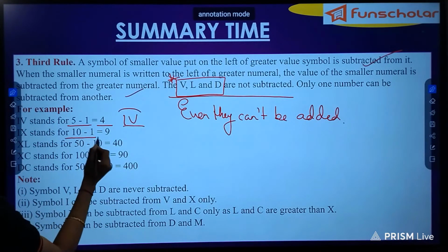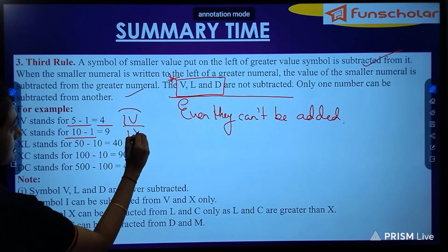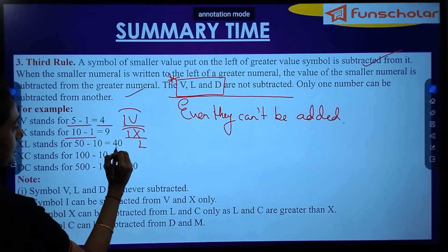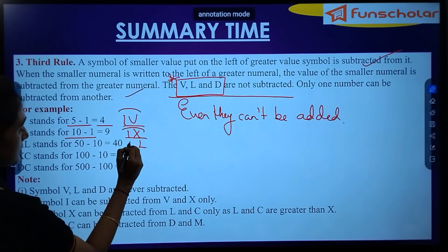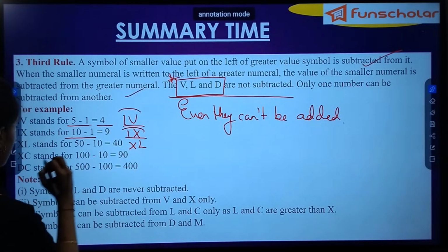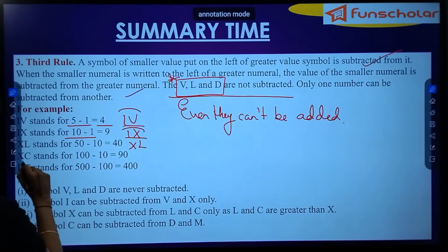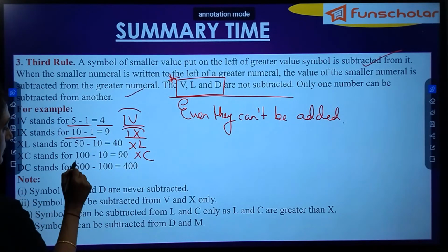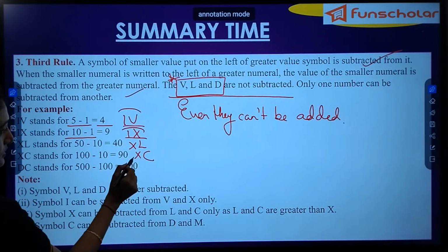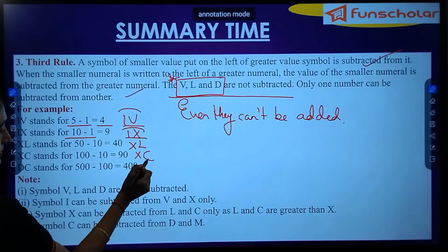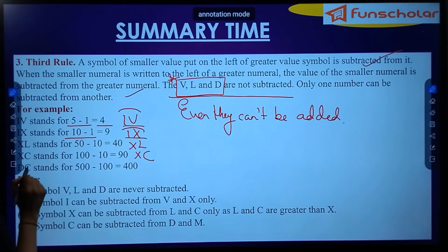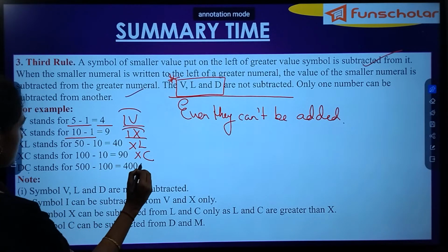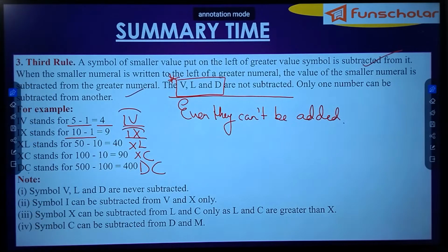9 is written as 10 minus 1. 40 is written as 50 minus 10, so you will put X before L. Now 90 is represented as XC. C means 100 and minus 10, so X will come before C. Then CD means 500 minus 100 equals 400.